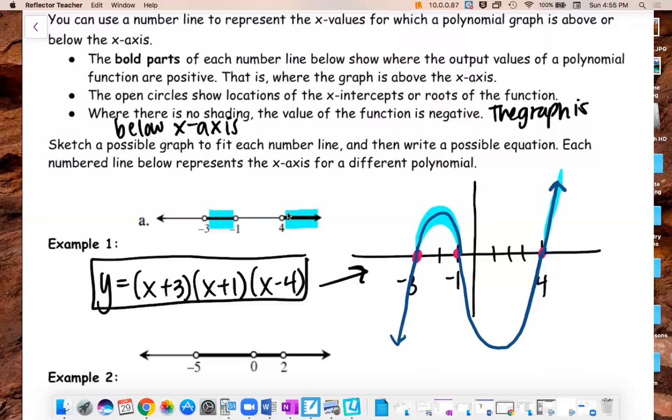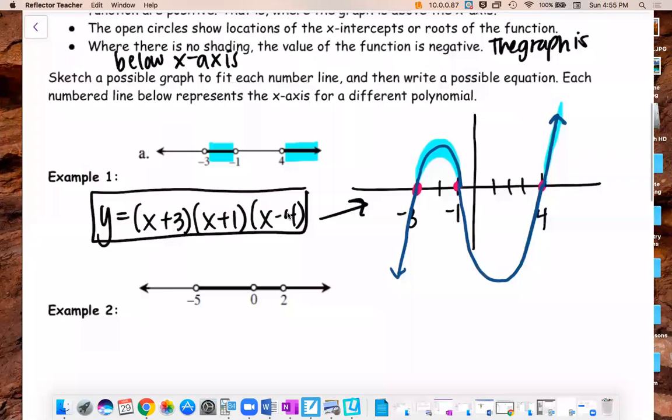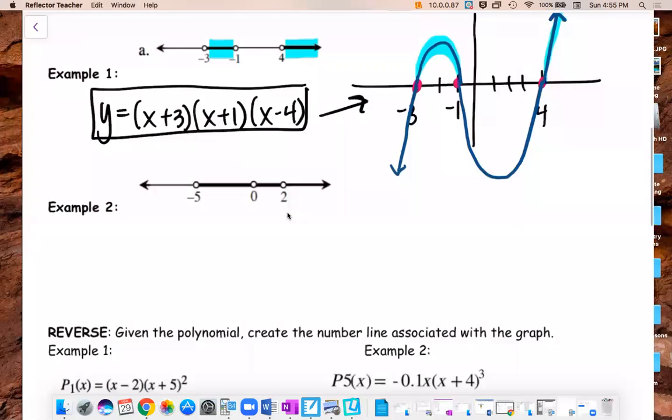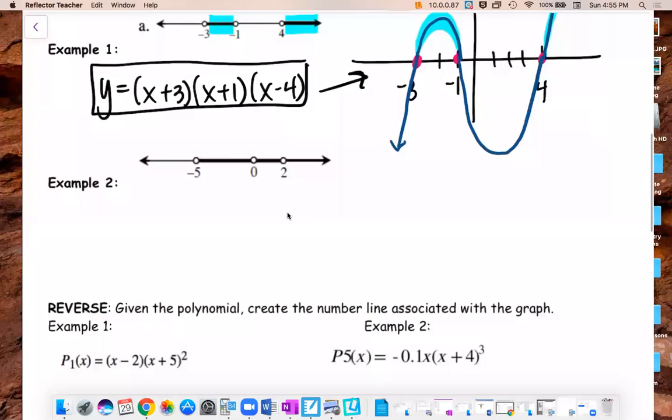Okay, so at this point, you guys can either pause and try this one on your own and then check, or you can just keep listening to me talk. So let's do example number 2. So we're going to first draw ourselves a little grid, x, y axis.